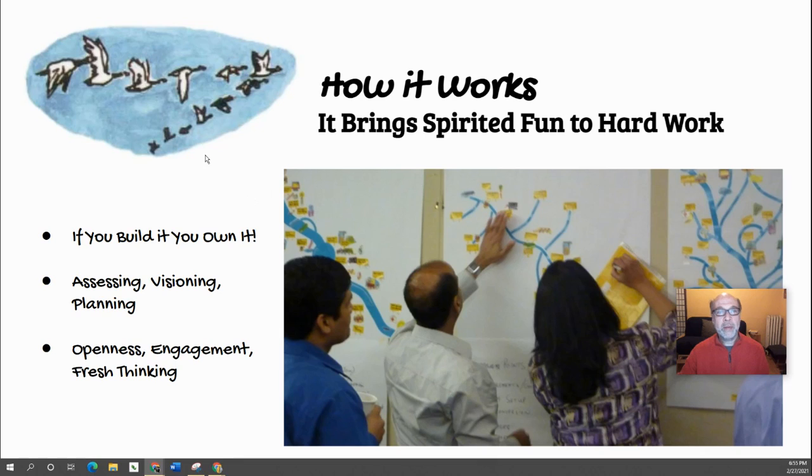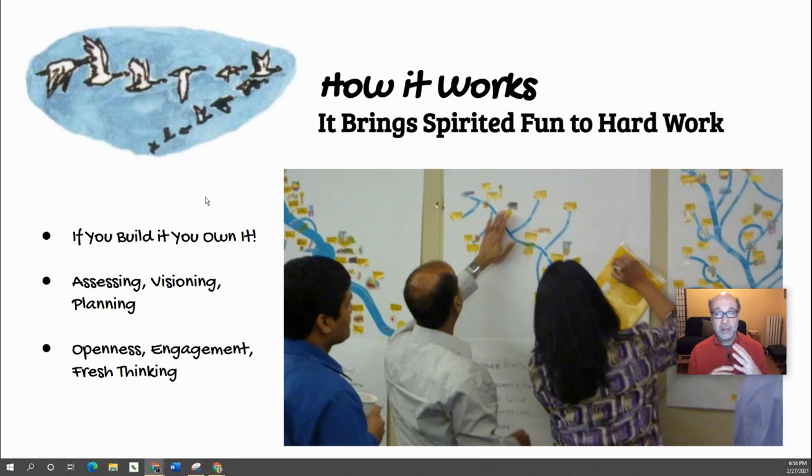So metaphor mapping brings fun to hard work. We get a lot more done and we have a lot more fun. Some of the reasons that work so well is that people are building something together. They're building an understanding. And when you build something, you feel a sense of ownership.